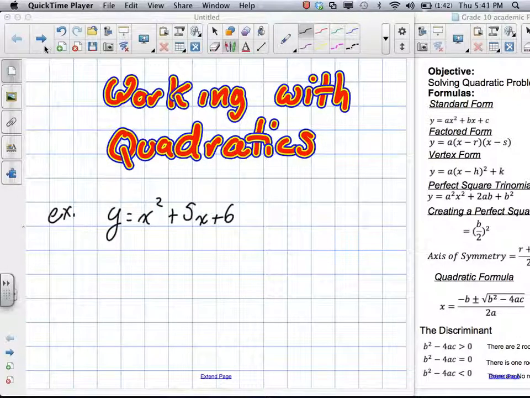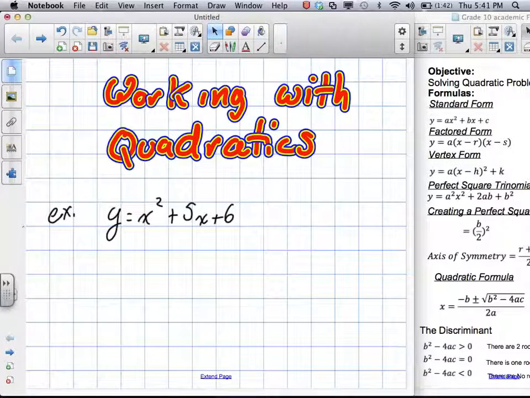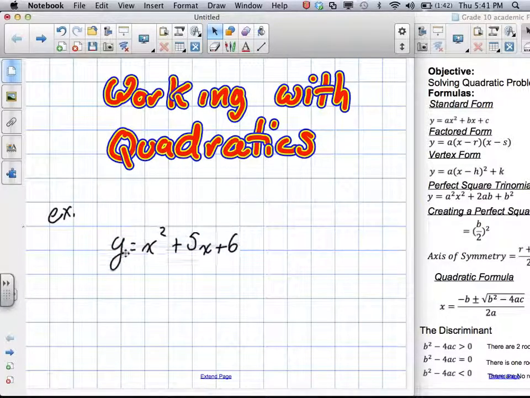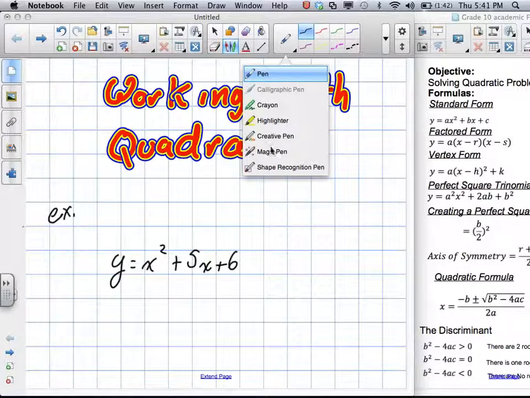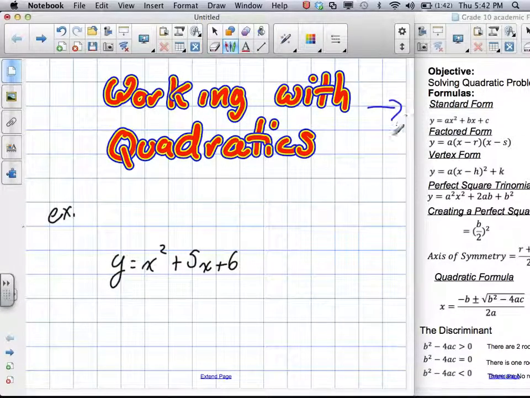Okay, so we're working with quadratics right now, and they've given you this formula here. This is a quadratic formula, or a parabola, and it's in a specific form. If you look over here to our right, we have standard form, factored form, and something called vertex form. Now we're not going to really work with vertex form. We're going to focus on standard and factored today.